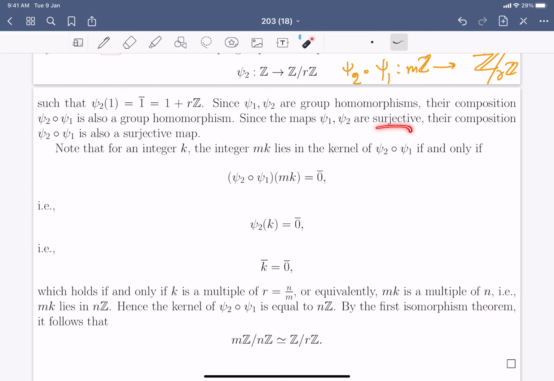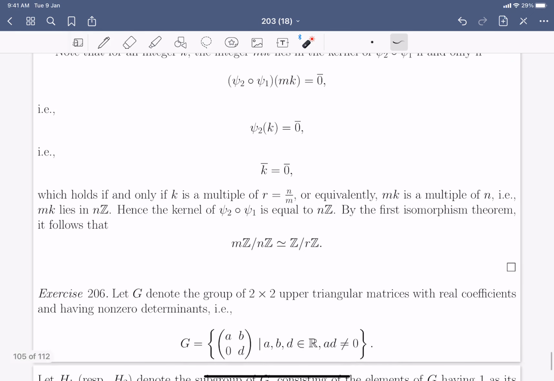So if we start with an element of the kernel, then it has to be a multiple of n. So mk has to lie inside nz. So by this argument we have established that the kernel of psi 2 composite psi 1 is equal to the subgroup nz of the group mz.